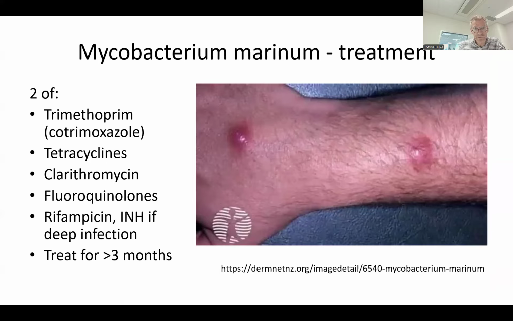Usually the treatment is, again, antibiotics, like with Mycobacterium ulcerans. And the antibiotics that work are trimethoprim or cotrimoxazole. Tetracyclines work, although you don't give them to young children. Clarithromycin, again, fluoroquinolones like ciprofloxacin, norfloxacin, and rifampicin and isoniazid. If it's a deep infection, usually you need to treat for 3 months for Mycobacterium marinum, and usually it goes away. If it happens to be a secondary staph infection, then it'll also be treated with that combination of antibiotics.